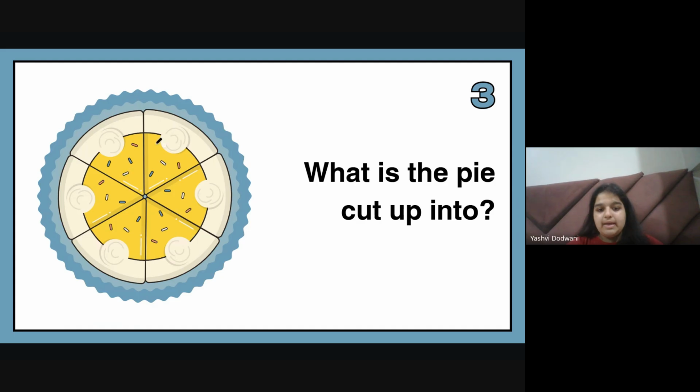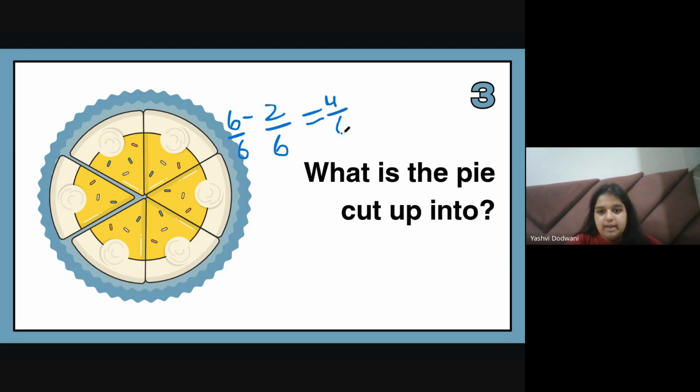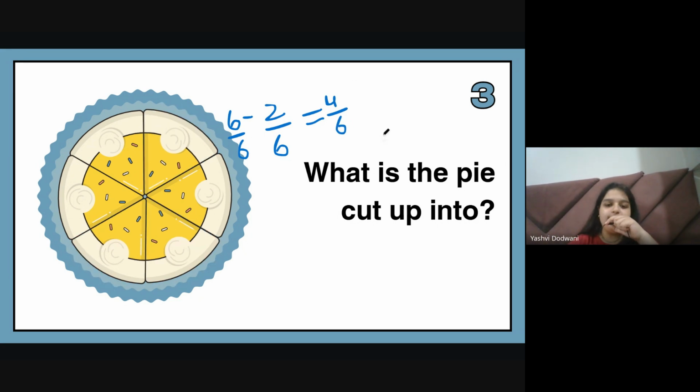See, this pie has 6 parts and 2 parts have been eaten. So 2 out of 6 have been eaten, right? And the whole is 6, right? So 6 by 6. When we subtract 2 from 6, we get 4. So the answer is 4 by 6. Yes, if you simplify, you'll get 2 by 3, but you don't have to simplify it right now. All right?